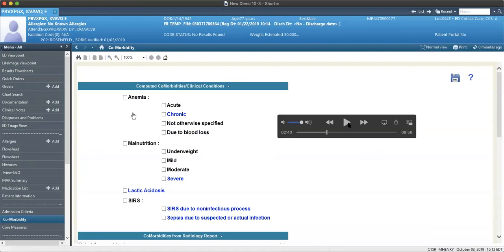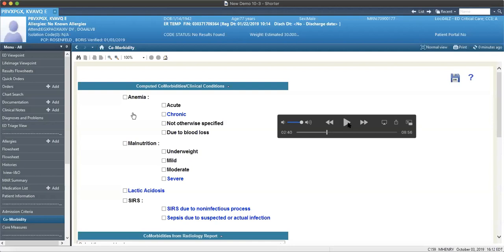And the software immediately listed these comorbidities that are present on this patient. On the bottom of the screen, you see it says radiology report, and we'll get to that as we go through this patient's chart. It identified 4 key areas: anemia, malnutrition, lactic acidosis, and identifying whether SIRS criteria is met and whether there's sepsis or not. Dr. Henry will talk about each one of those.